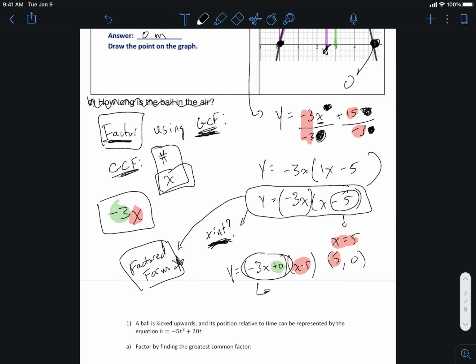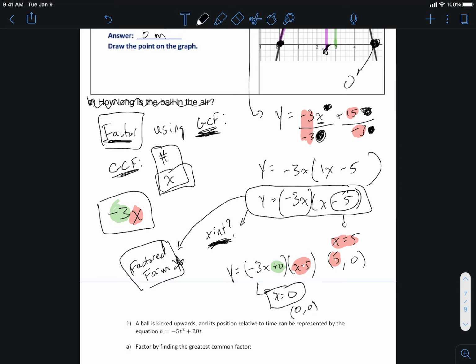Just added a 0. What's the opposite sign of positive 0? 0. Negative 0. It's still 0. So your second answer is 0, or the point 0, 0. Here are your two x-intercepts. I'll use a different color just to highlight them.